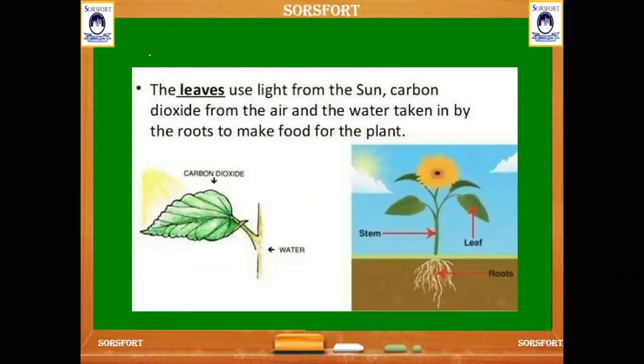The leaves use sunlight from the sun, carbon dioxide from the air, and the water which is taken by the roots in the soil, and use all these three to make the food for the plant. Which makes food for the plant? Yes, the leaf makes food for the plant using sunlight, carbon dioxide and water. Using these three, the leaf prepares food for all other parts of the plant.